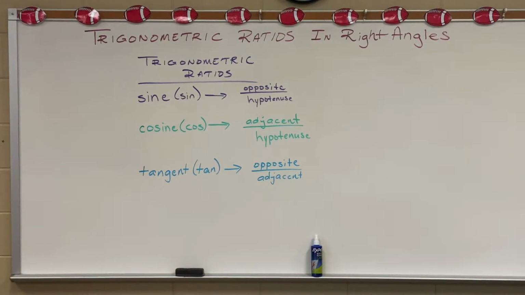The three trig ratios are sine, which is opposite over hypotenuse, cosine, adjacent over hypotenuse, and tangent, opposite over adjacent.